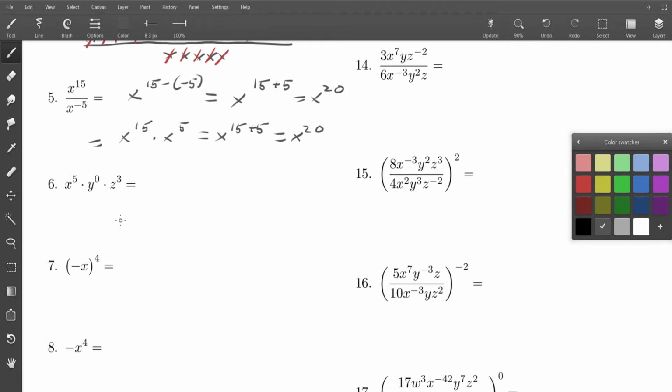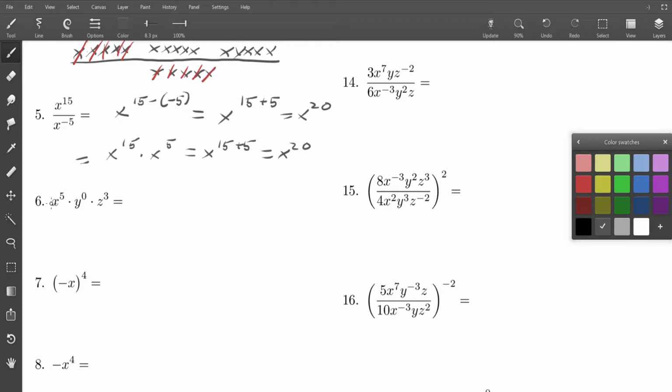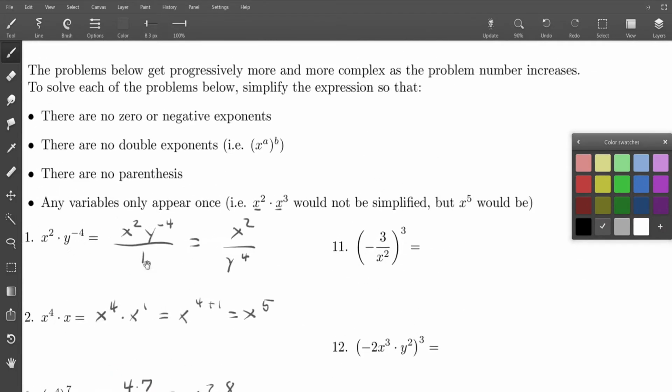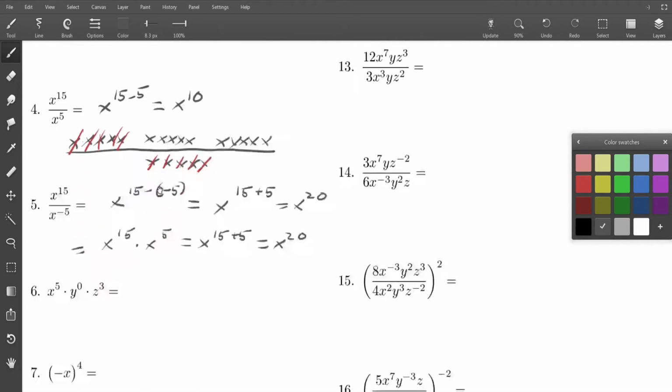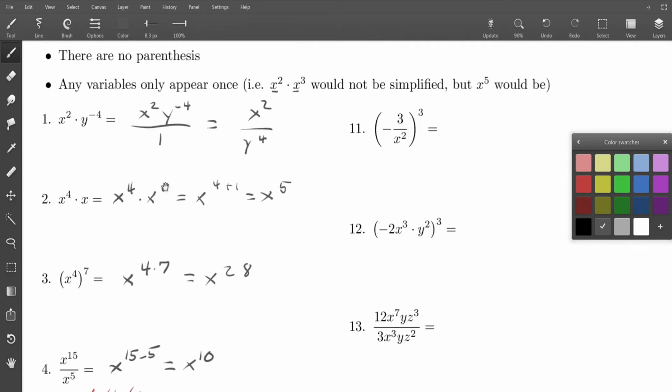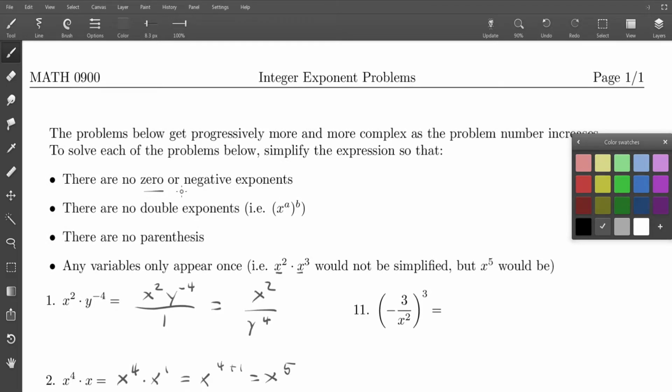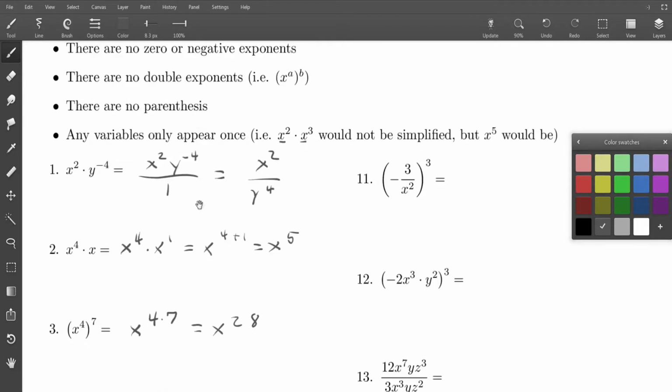So now we have problem number 6 here. And if we look, we see x, y, and z all only appear once, so that rule is satisfied. There's no double exponents, so there's no x to the 5th to the 7th or something like that. There's no parentheses. But if you paid close attention, there are 0 or negative exponents. If we have 0 exponents, we want to get rid of those. Now, how do we do that?